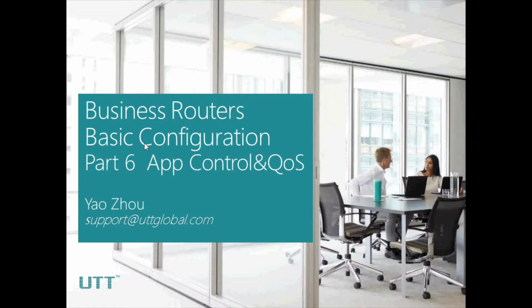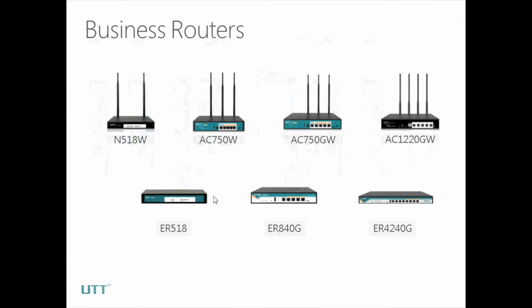In this video, I'll show you app control and QoS, which stands for Quality of Service, on the UTT Business Router. UTT Business Router now includes wireless models N518W, AC750W, AC750GW, AC1220GW, and wired models ER518, ER840G, ER4240G.